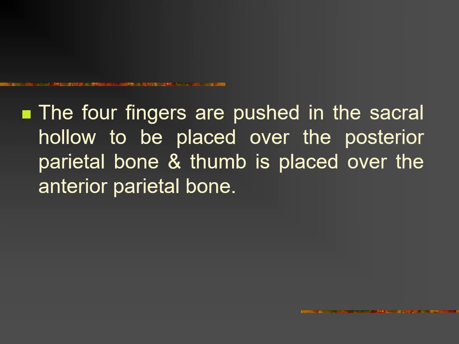The four fingers are pushed into the sacral hollow to be placed over the posterior parietal bone, and the thumb is placed over the anterior parietal bone. The one hand that I told you that you are supposed to insert into the vagina, the thumb of that hand should be placed over the anterior parietal bone and the other fingers over the posterior parietal bone.